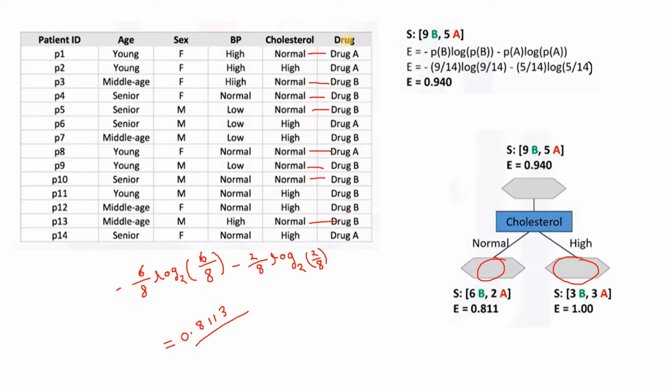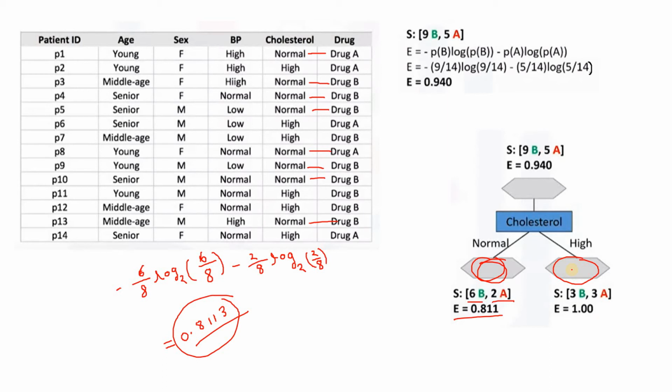Now see, very carefully try to understand. Out of this normal, how many drug A are present? This is drug A, and here for normal drug A is coming, so 2 drug A, so 2 A, and B how many? 1, 2, 3, 4, 5 and 6. 6 B. So now calculate the entropy for this. Simple, total 8 data points here, out of which 6 belong to B. So minus 6 by 8 log 2 of 6 by 8, minus 2 by 8 log 2 of 2 by 8. You will get this value. So entropy is 0.811.